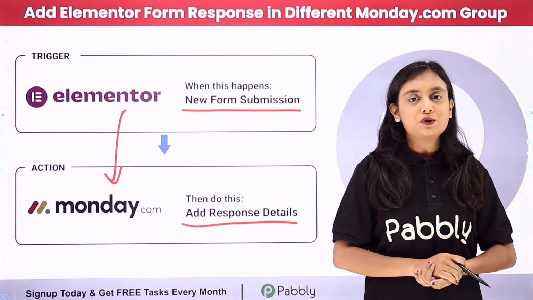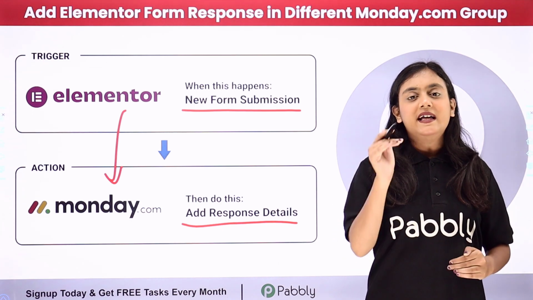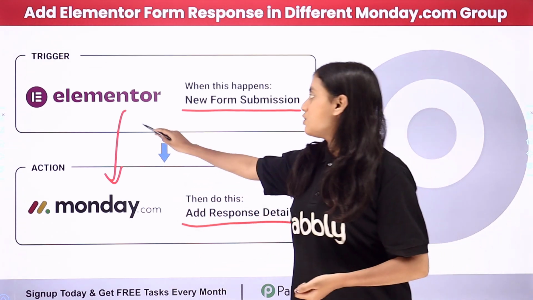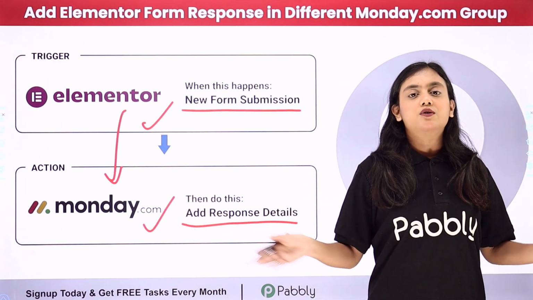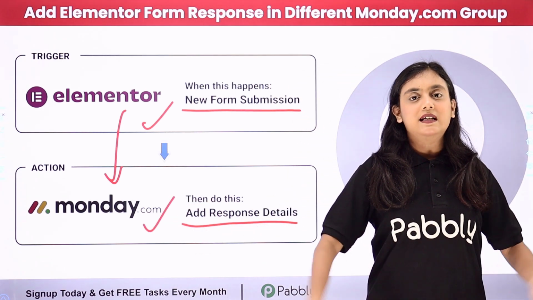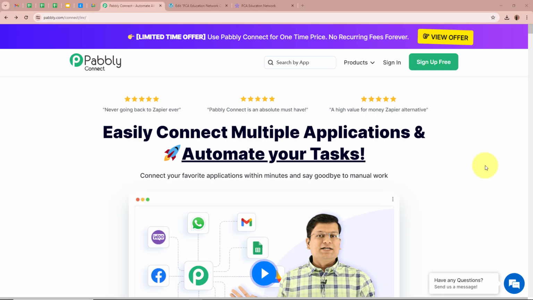Pabbly Connect runs on two concepts, that is trigger and action. In this process, my trigger application is going to be Elementor and my action application is going to be Monday.com. So if you want to learn how to do this amazing automation, then let me take you all to my screen. In this video, we're going to learn how to add Elementor form response in different Monday.com group.